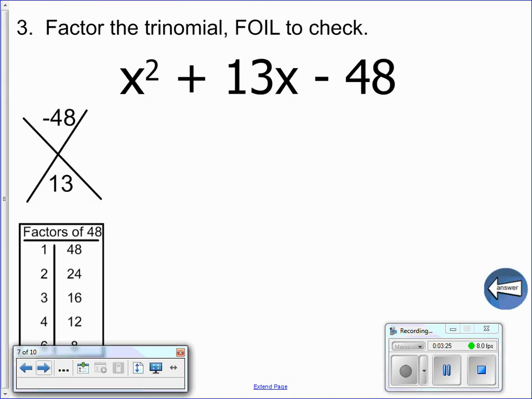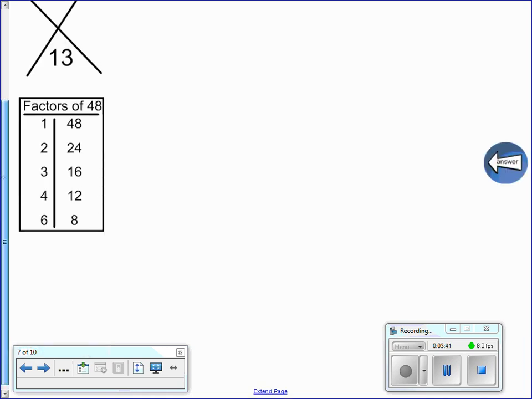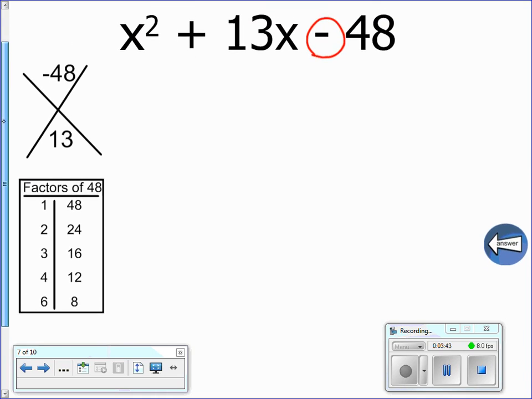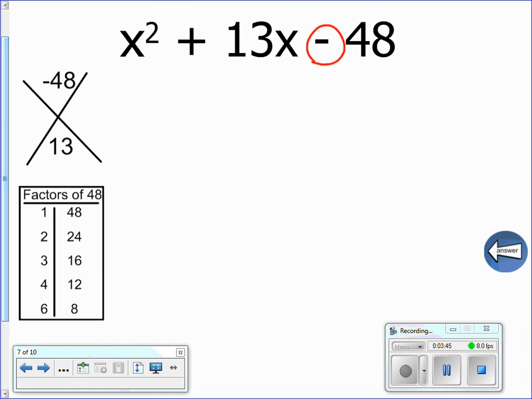All right, we have x squared plus 13x minus 48. So right here, I know one of my numbers has to be negative. So I wrote down the factors of 48, and I need to find two that add together to be 13. Or subtract. Actually, this one I need to subtract because I know that one of the factors has to be negative.